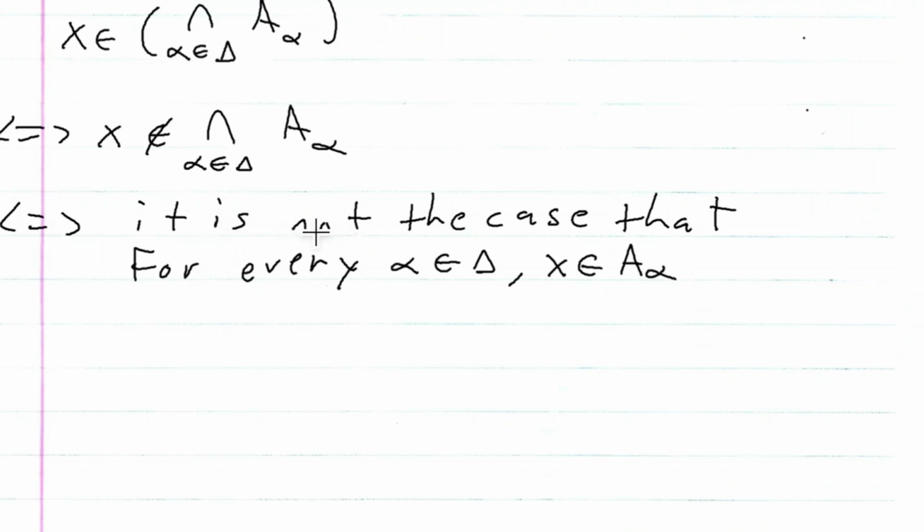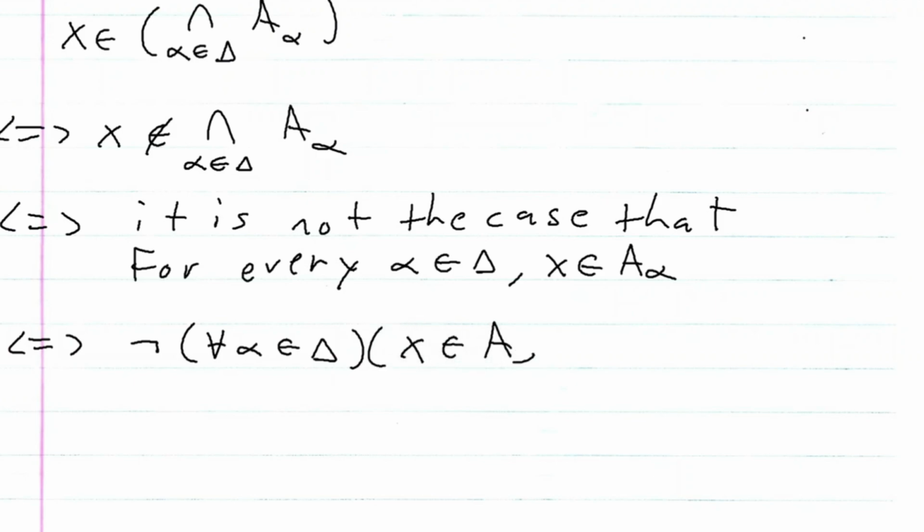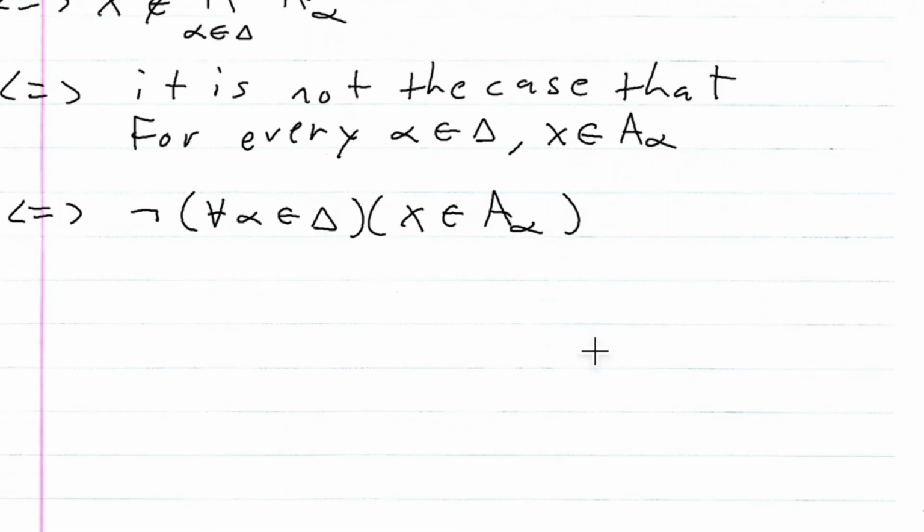Now we can write this nice and compact using some logical symbols. So this is the same thing as the negation of for every alpha contained in delta, we have X as an element of A sub alpha. Now we know that the negation of a for every statement turns into an existential statement. So this is the same thing as there exists.